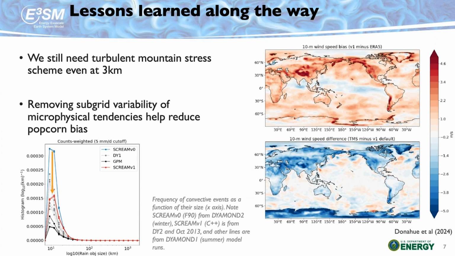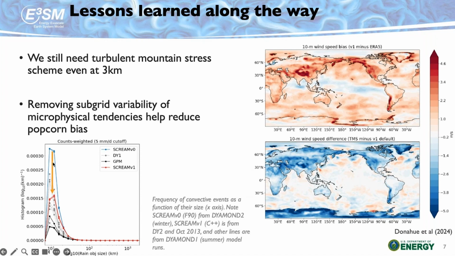Another thing that we've learned, and this was in improving our popcorn convection, was that when we were running various tests, removing the subgrid variability of the microphysical tendencies helped reduce this popcorn bias. And so the way we've been trying to track popcorn has been to look at the size of different rain objects that we see in SCREAM. This is a PDF of the rain size on the x-axis and the histogram on the y-axis, and you can see that SCREAM V1 had this large peak when compared to, say, GPM IMERG, which is this black line here, with way too many of these small precipitation objects.